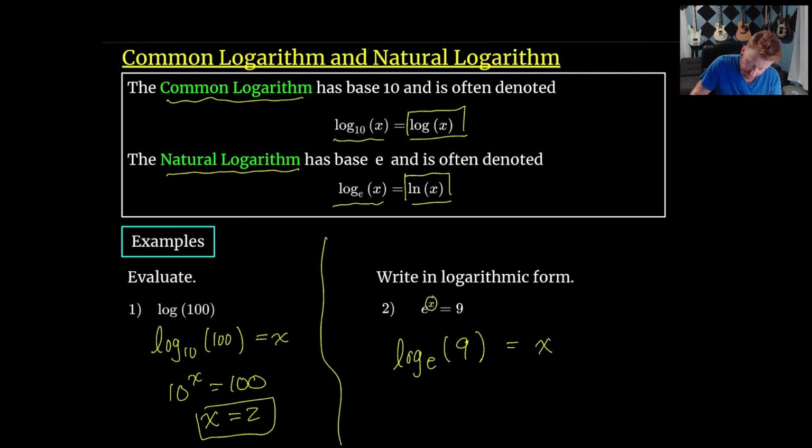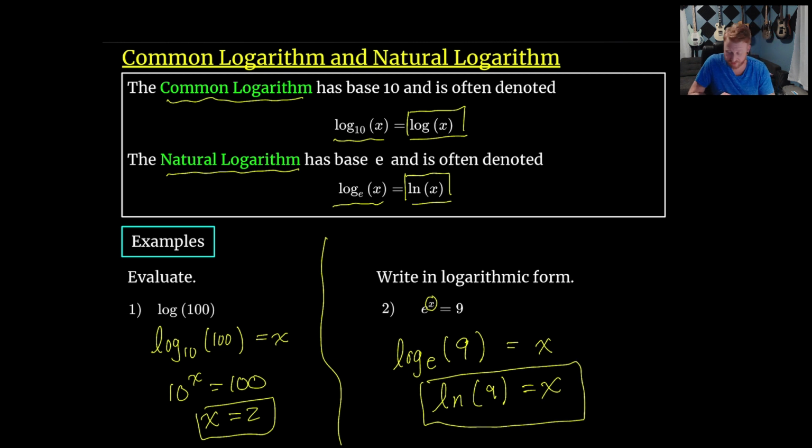And now I can think, okay, yeah, this says e to the x equals 9. Okay, everything's in the right spot. I feel good about this. And then we can just rewrite this with the more common notation, which is the natural log of 9 is equal to x. So here we have written that in logarithmic form, and we are good to go.